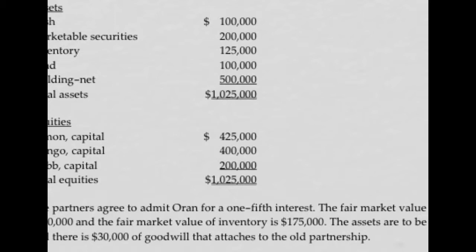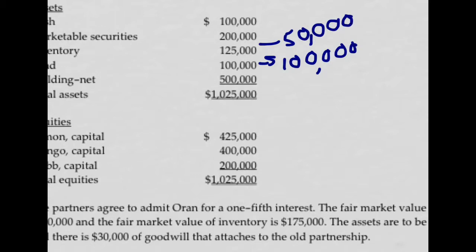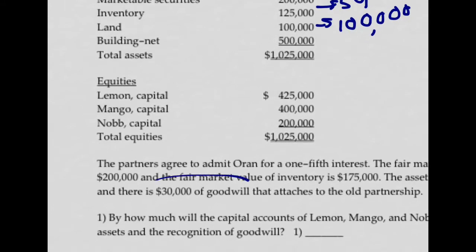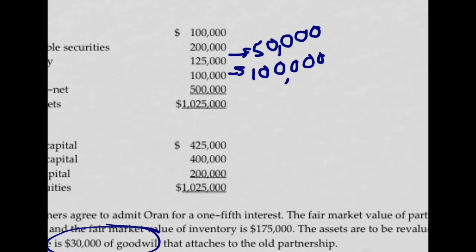I won't go through the exact words, but the problem tells us that we're going to book up land by 100, inventory by 50. If you look at the problem, you'll see that that's what it's telling us. For example, inventory is really worth 175, that's 25 more than it is. They tell us that there's goodwill of 30, so we're going to add that to the book up. That total is 180.